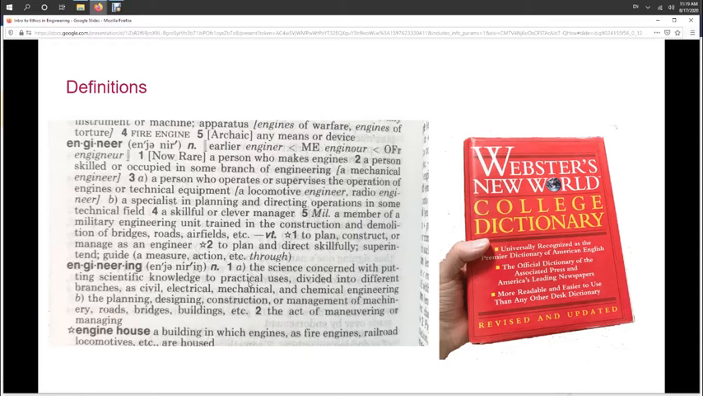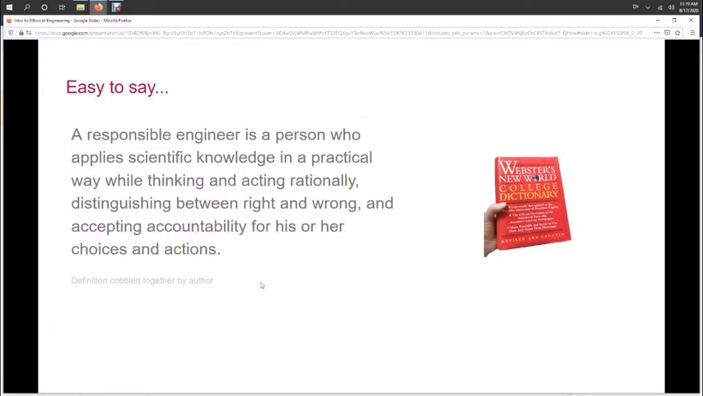All right, so engineering. This is interesting. What is engineering according to Webster's? 1A, the science concerned with putting scientific knowledge to practical uses, divided into different branches such as civil, electrical, mechanical, chemical, etc. So engineering is a science, and it's concerned with putting scientific knowledge to practical uses. If I'm reading that correctly, scientists make discoveries, and engineers apply the scientific discoveries to practical uses. So engineers are scientists who use scientific knowledge in practical ways. All right, a little long-winded.